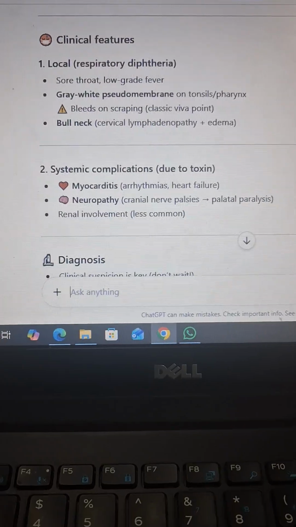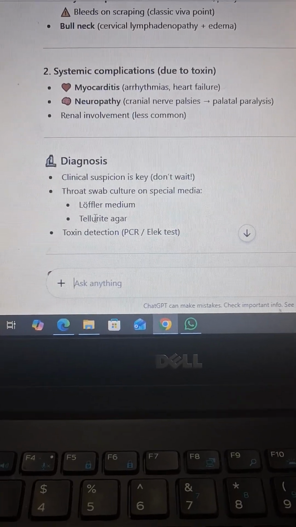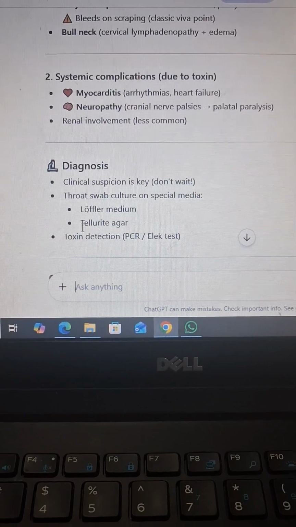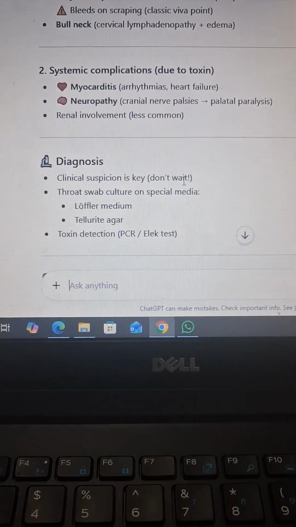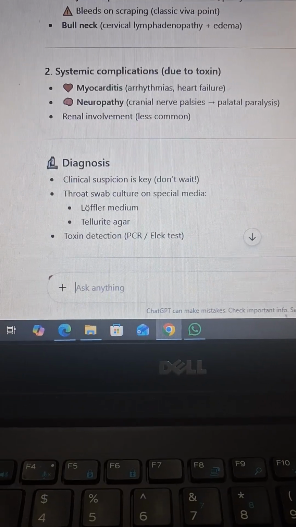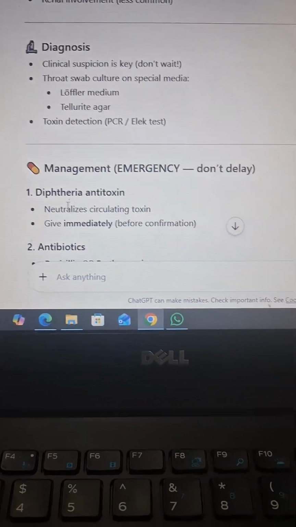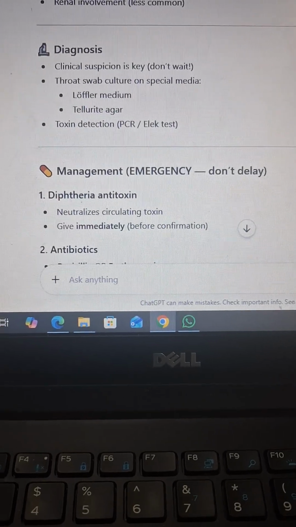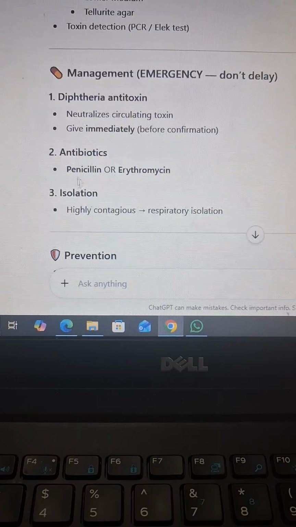How will we diagnose it? Throat swab culture, okay, and Loeffler's medium. Always remember, and tellurite agar. Always remember that clinical suspicion is key. Don't wait for the tests. Give the diphtheria antitoxin right at the clinical diagnosis. Management: diphtheria antitoxin neutralizes circulating toxins. Give immediately before confirmation. Next is antibiotics.